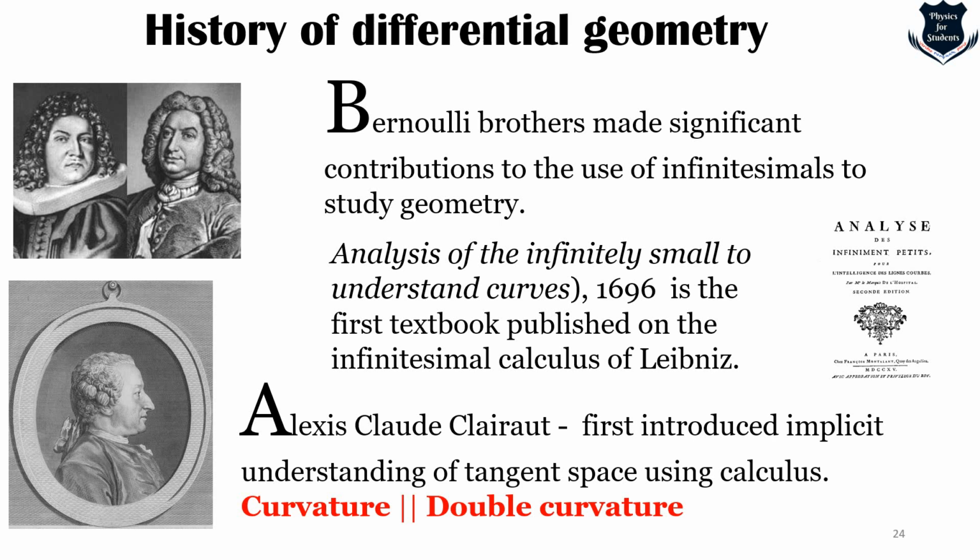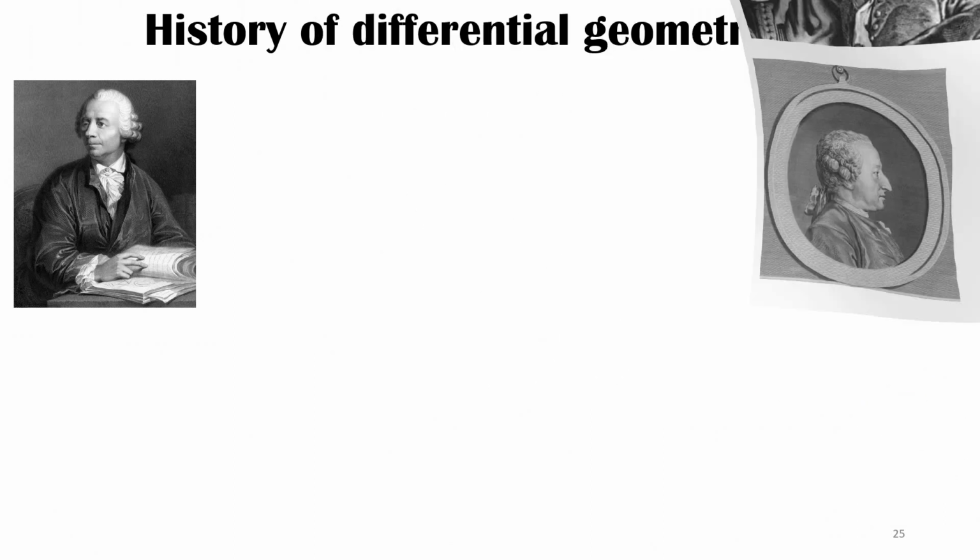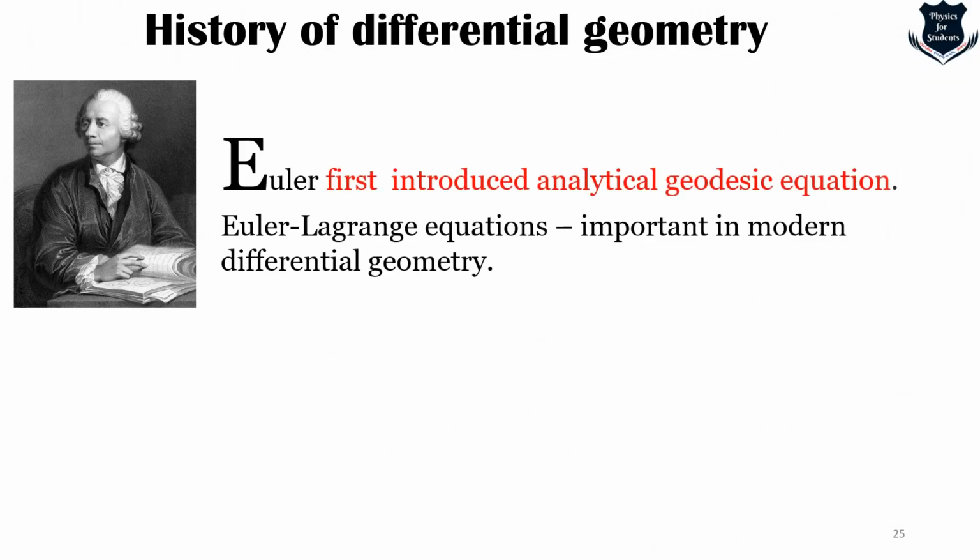It was during this time that this gentleman, Leonhard Euler, originally a student of Johann Bernoulli, made significant contributions not just to the development of geometry but to mathematics more broadly. Euler studied the notion of a geodesic on a surface, deriving the first analytical geodesic equation, and later introduced the first set of intrinsic coordinate systems on a surface.